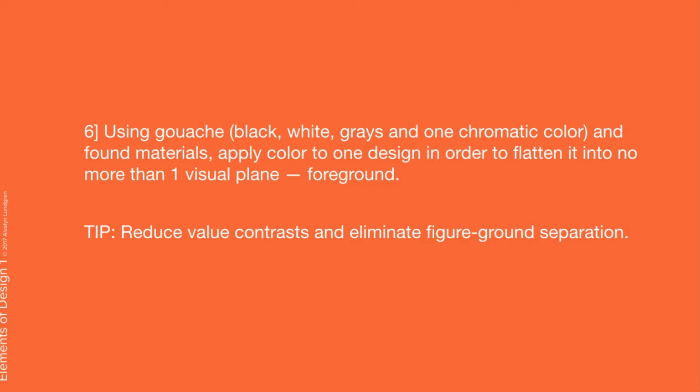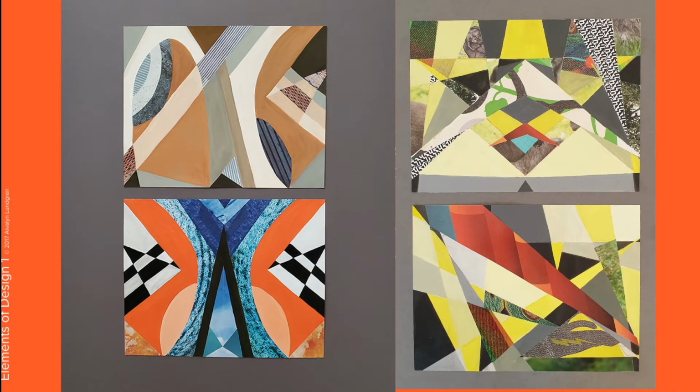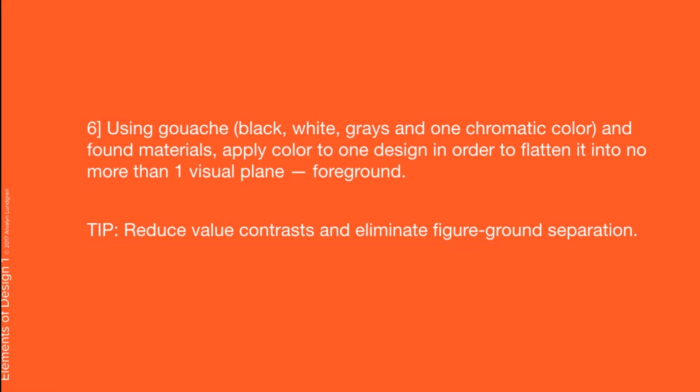You're going to apply color to one design to flatten it. You also did that in assignment 2. So we're kind of reaching back to what we've done previously in order to accomplish what we're doing now. Try to flatten everything so that there is no figure ground separation. Try to create one visual plane where everything is sort of competing on the front line of the design. A way to do this is to reduce the amount of value contrast and also eliminate the figure ground separation by how you distribute color. Remember that you've already done this. Now we're leveling up, we're taking it a step higher.